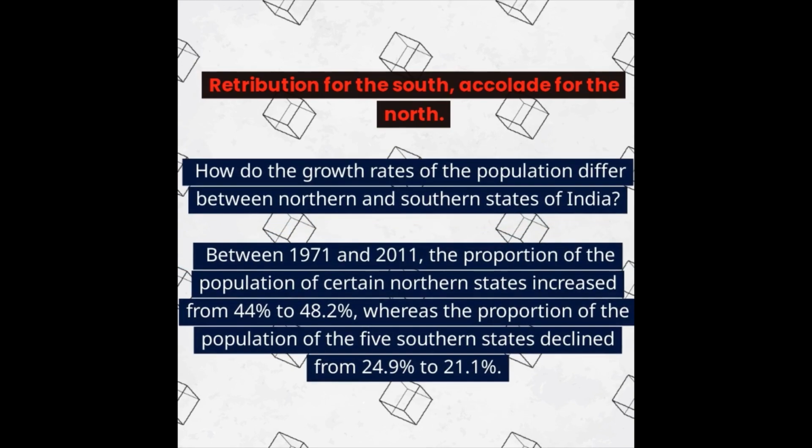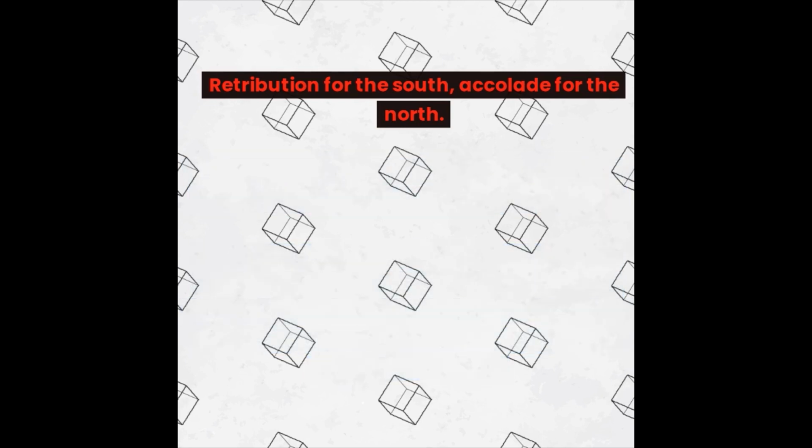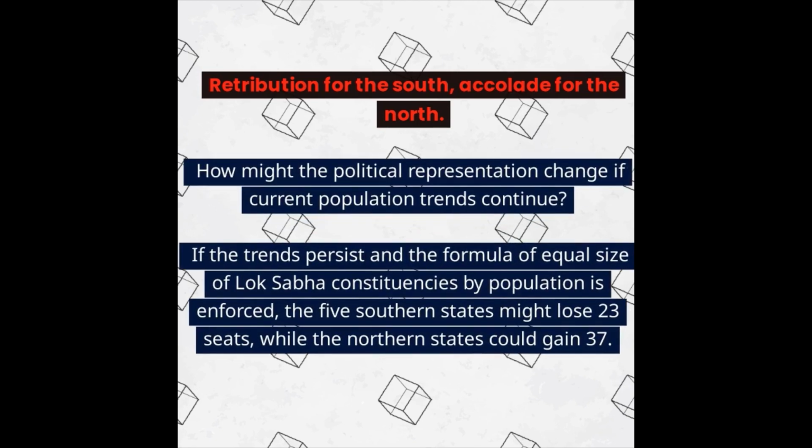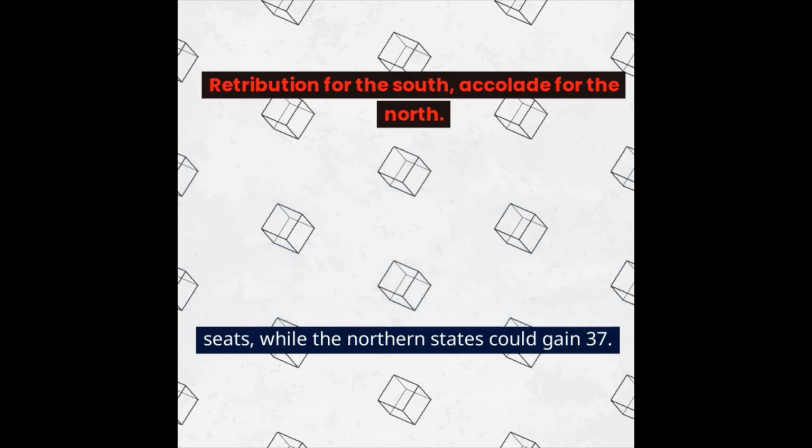How do the growth rates of the population differ between northern and southern states of India? Between 1971 and 2011, the proportion of the population of certain northern states increased from 44% to 48.2%, whereas the proportion of the population of the 5 southern states declined from 24.9% to 21.1%. How might the political representation change if current population trends continue? If the trends persist and the formula of equal size of Lok Sabha constituencies by population is enforced, the 5 southern states might lose 23 seats, while the northern states could gain 37.